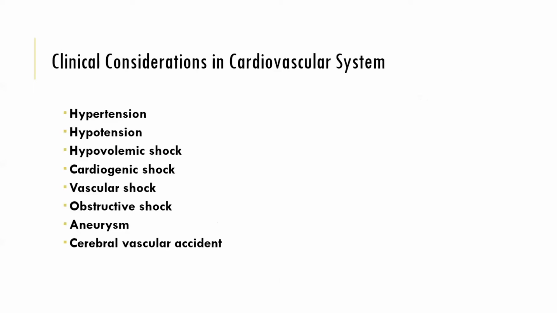Now let's talk about some clinical considerations in the cardiovascular system. So what pathologies could exist causing an imbalance in homeostasis? Well, we have hypertension, which is important to know. Hypertension is high blood pressure. Clinically, with our patients, we'll encounter that quite a bit. And generally, hypertension is considered to be 140/90 for a blood pressure or above. Hypotension is low blood pressure. That's generally considered to be 90/60.